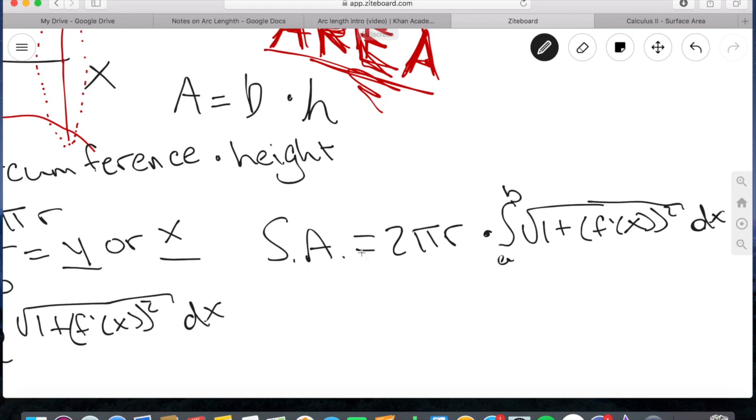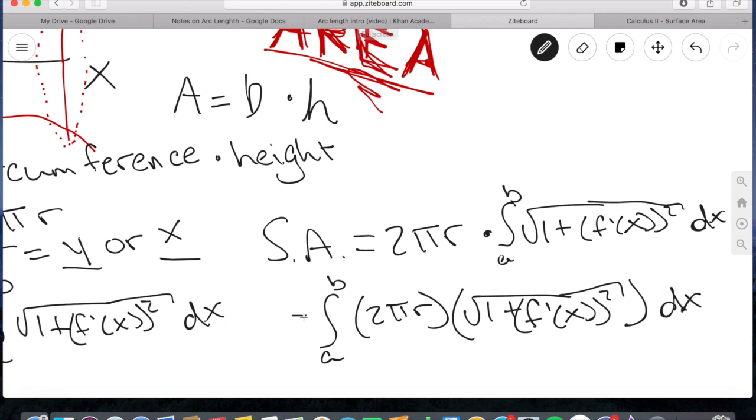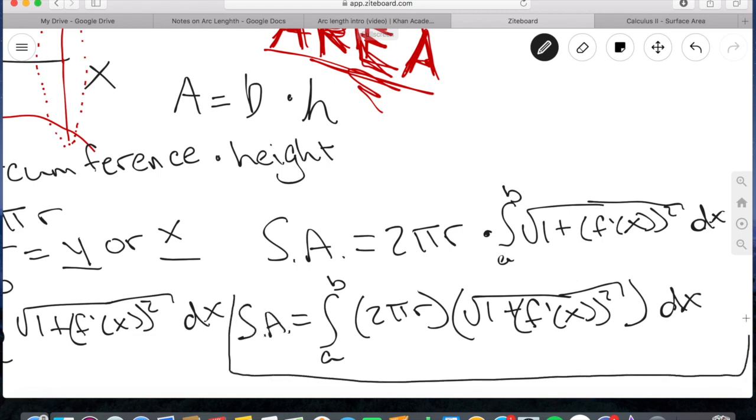And it could also be rewritten as the integral from a to b of 2 pi r times the square root of 1 plus f prime of x squared dx. So you can take one integral of all of it, and that is your surface area equation.